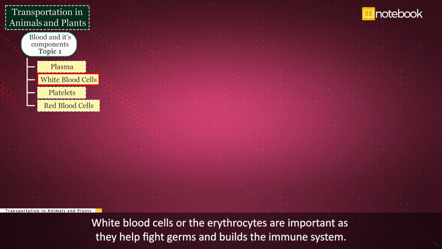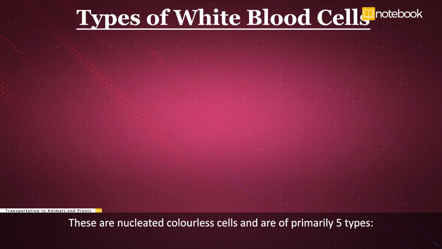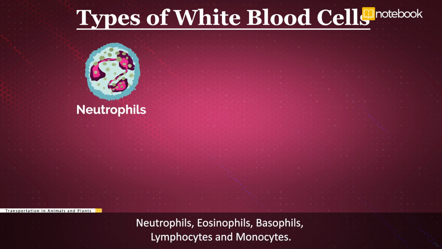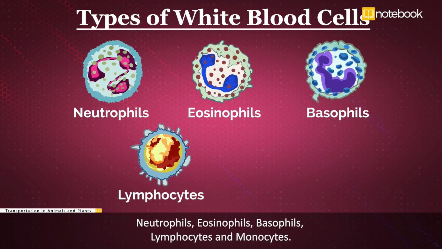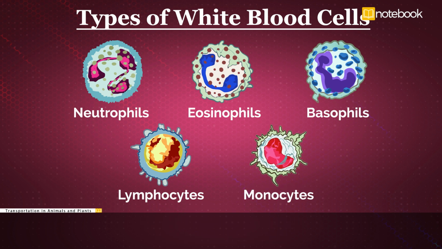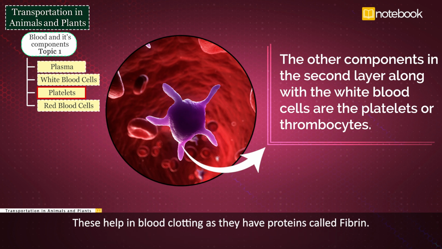White blood cells, or leukocytes, are important as they help fight germs and build the immune system. These are nucleated colorless cells and are of primarily 5 types: neutrophils, eosinophils, basophils, lymphocytes, and monocytes. The other components in the second layer, along with the white blood cells, are the platelets or thrombocytes. These help in blood clotting as they have proteins called fibrin.